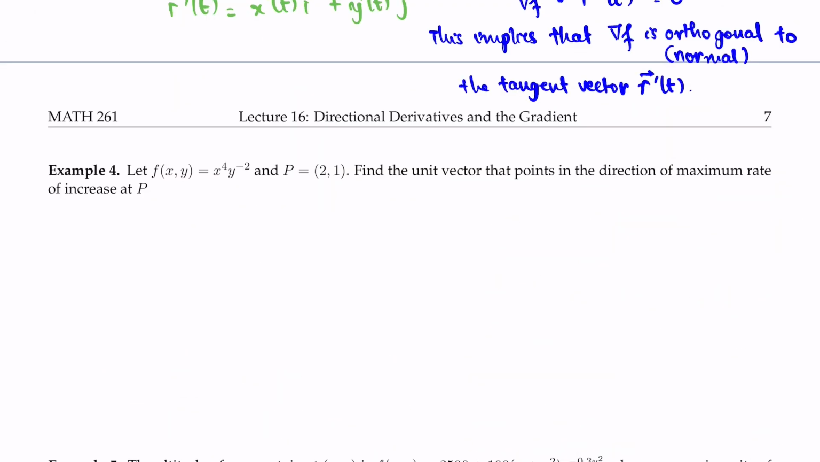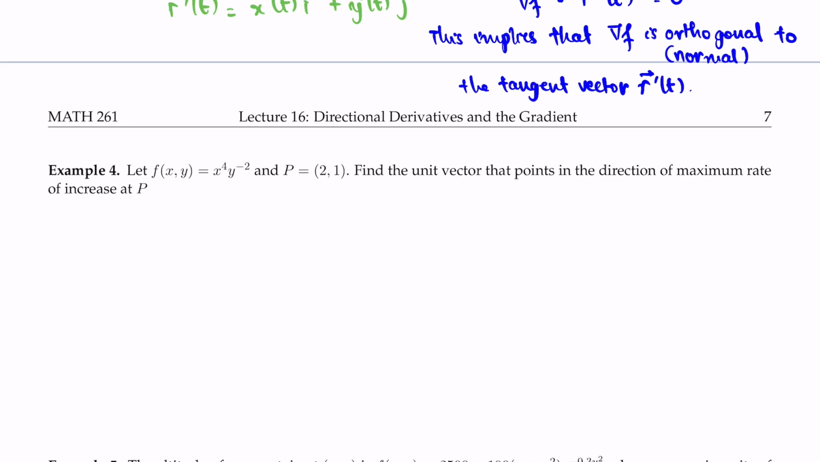So we're going to see some examples that relate the properties that we just discussed to some actual functions. In example 4, let f of x, y equal x to the 4 times y to the negative 2 and the point P equal to (2, 1). We would like to find the unit vector that points in the direction of the maximum rate of increase at P. From our discussions, the gradient vector and the unit vector point in the same direction where theta is equal to 0, or cosine of theta is equal to 1. So to find the unit vector u, you just need to find the gradient vector in this case and then normalize it.